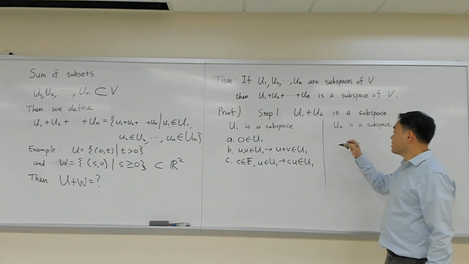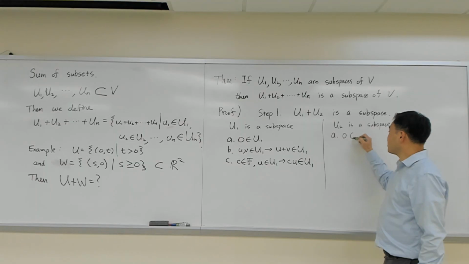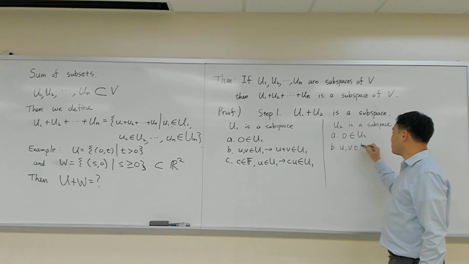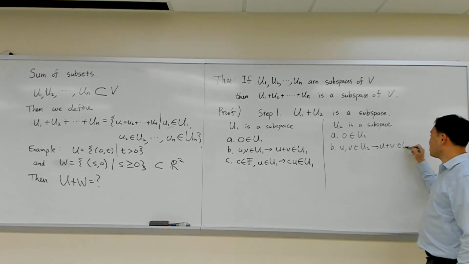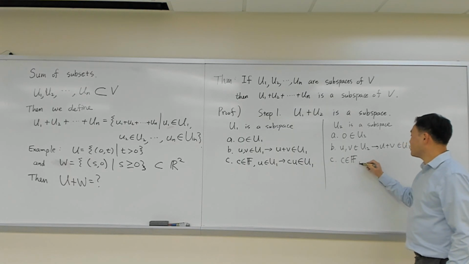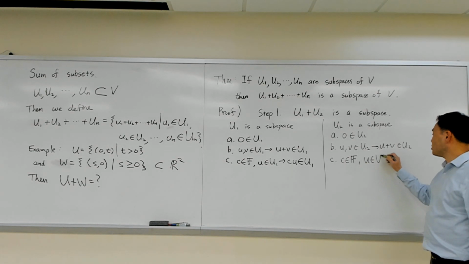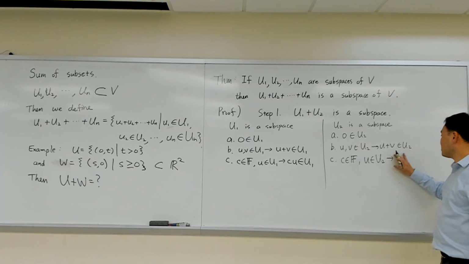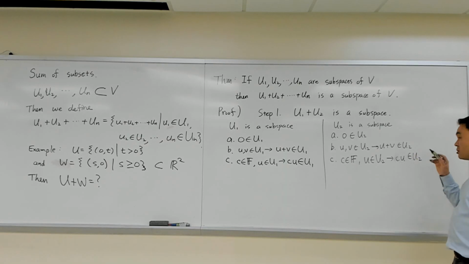Okay. And then we know that A, 0 is in U2, B, if U and V are in U2, then U plus V is again in U2, and C, if C is in the base field F, and U is in U2, that means C times U is in U2.